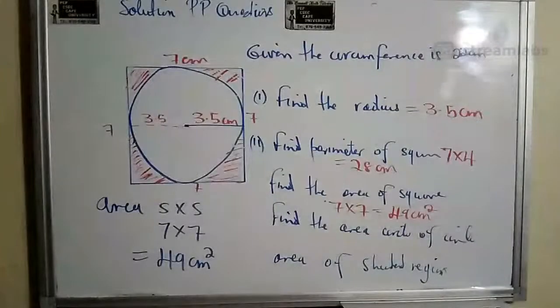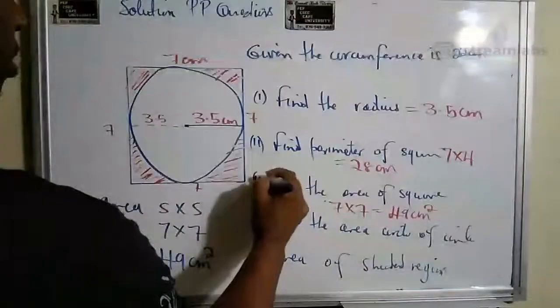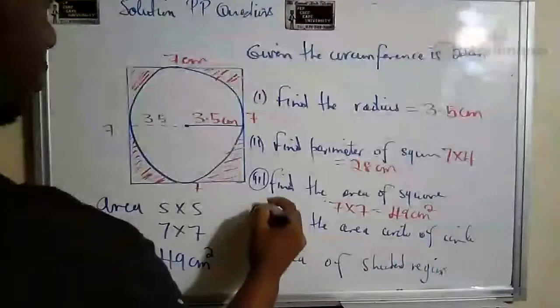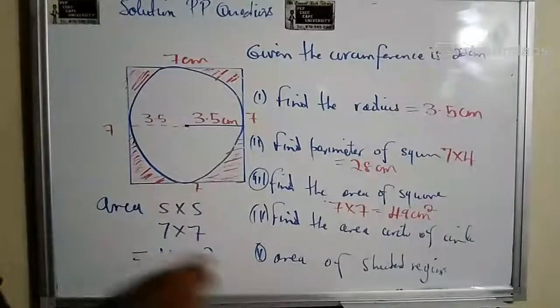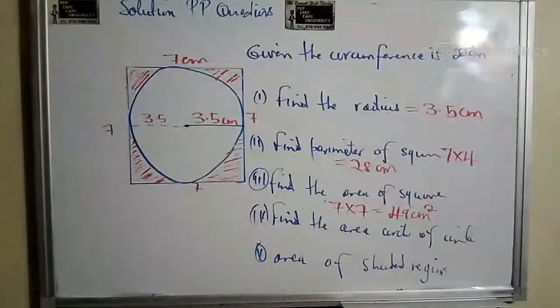Alright, so now it says find the area of the circle. Let us do that. So many things Mr. Benita goes through with you guys. Everyone should pass now. Everyone should pass.